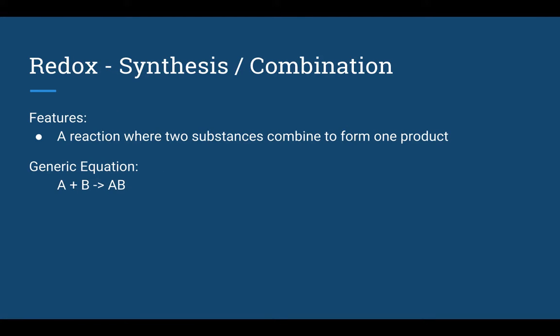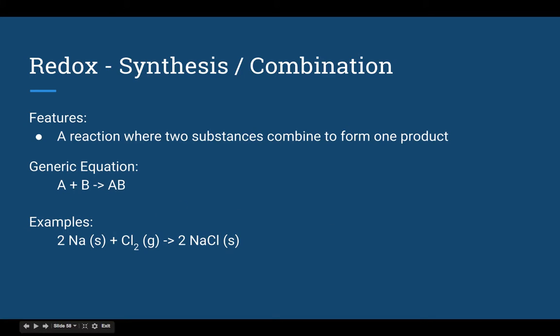Going into those different subtypes that we talked about, synthesis or combination reaction, this is any kind of reaction that has two or more substances actually combining to form a single product. So the generic equation here is A plus B goes to AB. So two things combining to form one. You could have more though. It could be A, B, C, D, E, all combining to form one compound.